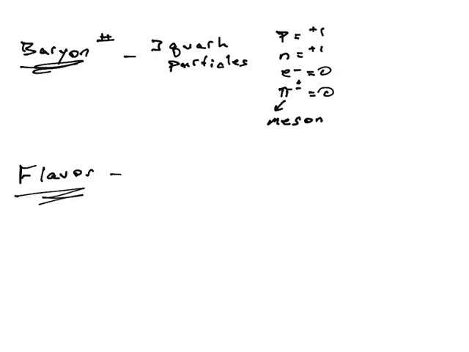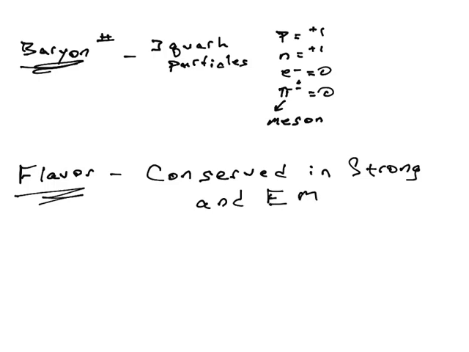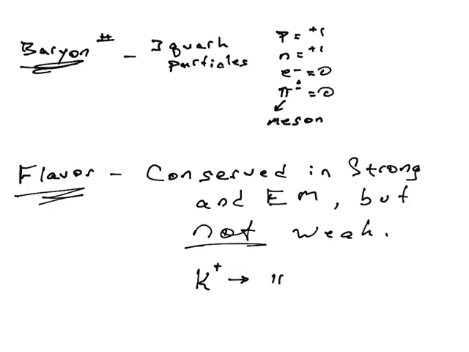Flavor. This one's an interesting one. Flavor is conserved in strong and electromagnetic interactions, but not weak interactions. So, what does this mean? Here's an example you may see. We have a kaon, K plus, turns into a pi plus and a pi 0.